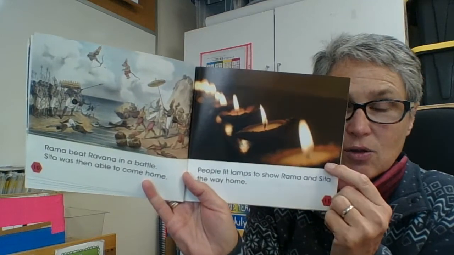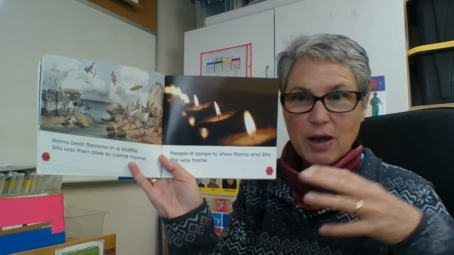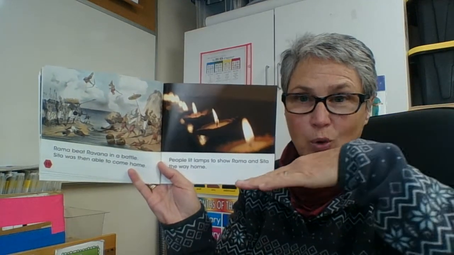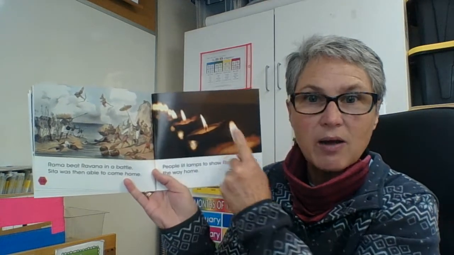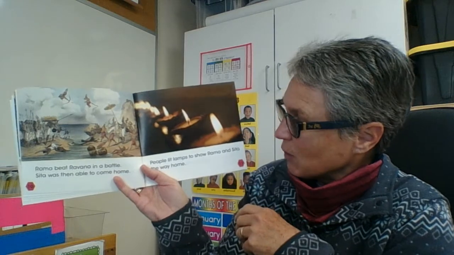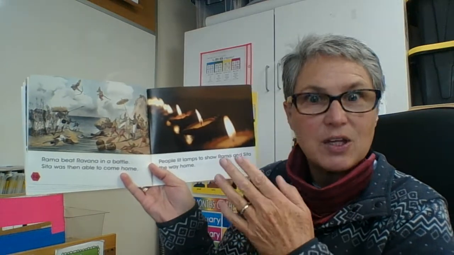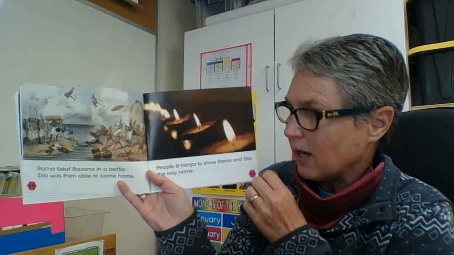So they needed to know the way home, just like when you have a plane coming into the airport and it has runway lights. So they've created a pathway of light to lead Rama and Sita out of the dark and to come home in the right way.